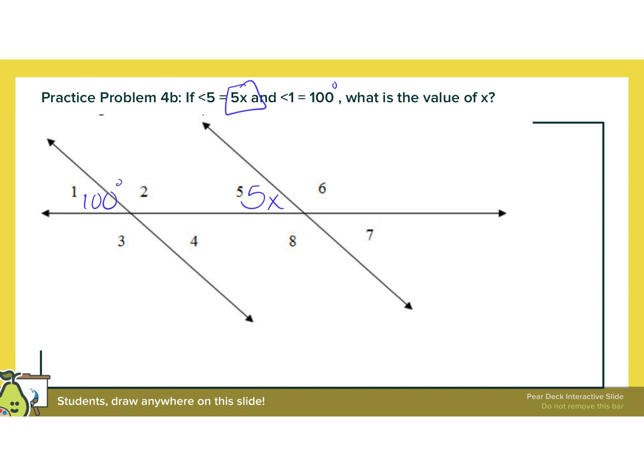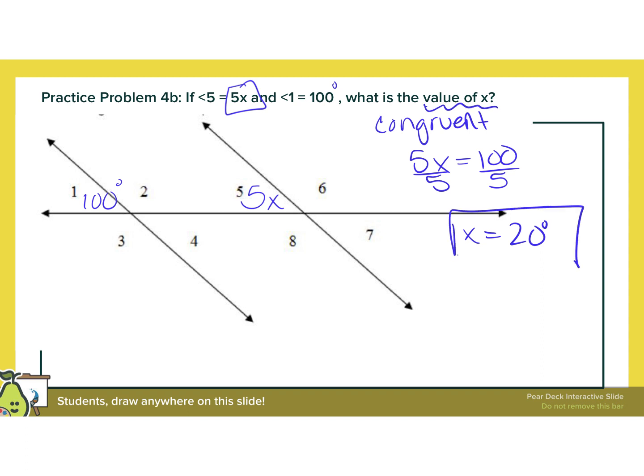Angle 1 and angle 5 are congruent because they are corresponding. Since they are congruent, I set them equal to each other. So 5x equals 100. I isolate the variable by dividing, and I get x equals 20 degrees. This time, that was the question. So we're done.